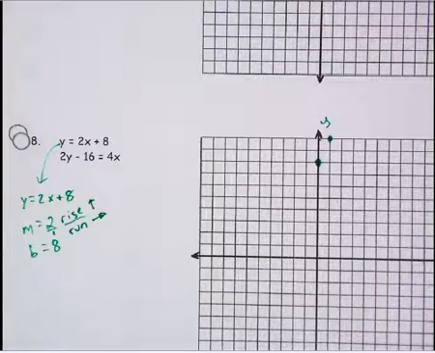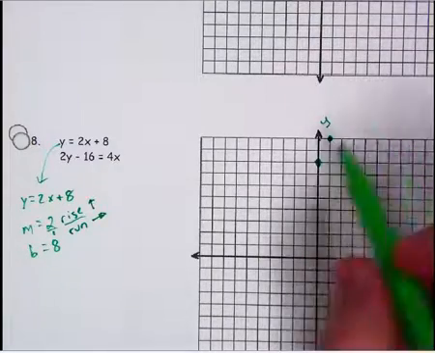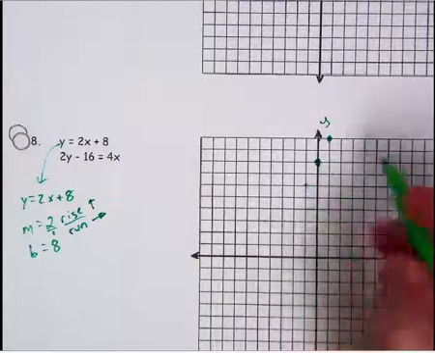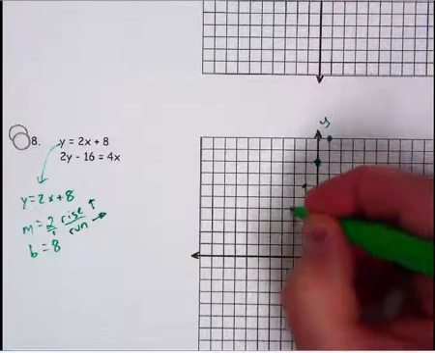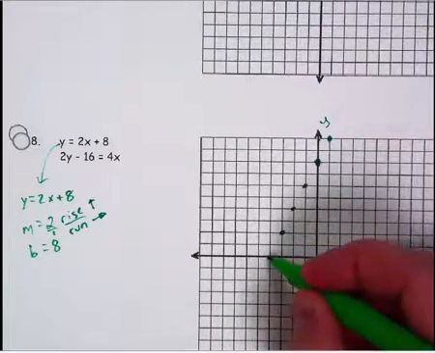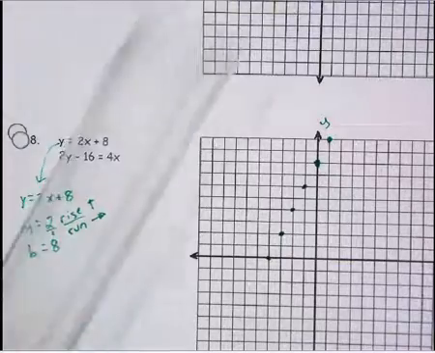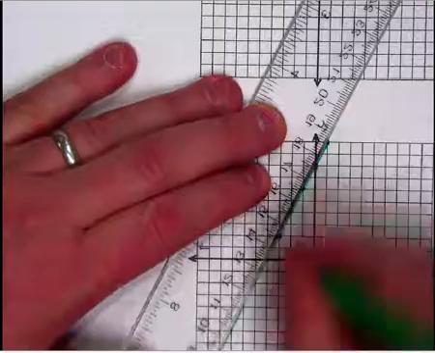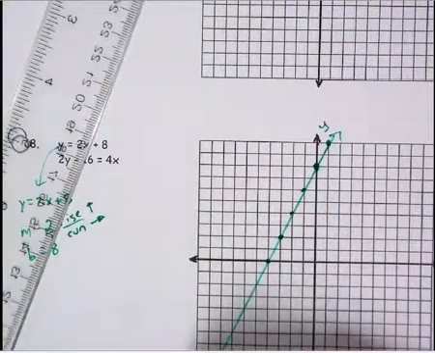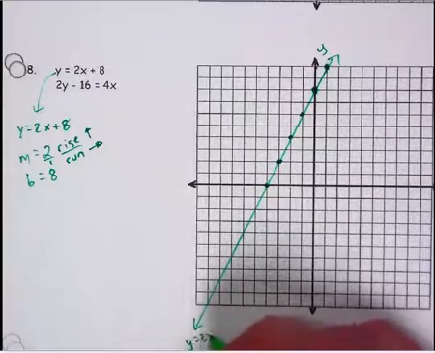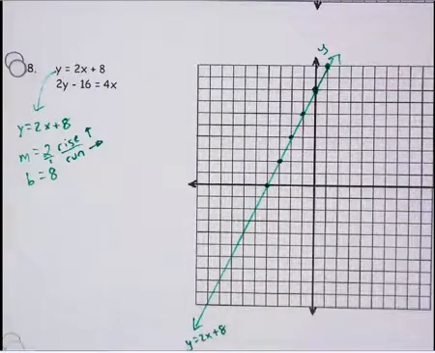Now, of course, I'm out of room, so I'm going to go backwards. Instead of going up 2 and right 1, I'm going to go down 2 and left 1 and put points here, and here, and here, and here. Get enough points where you can see your line being formed. I connect. I draw my arrows. I label. This one was y equals 2x plus 8. Okay? But I do have another line.